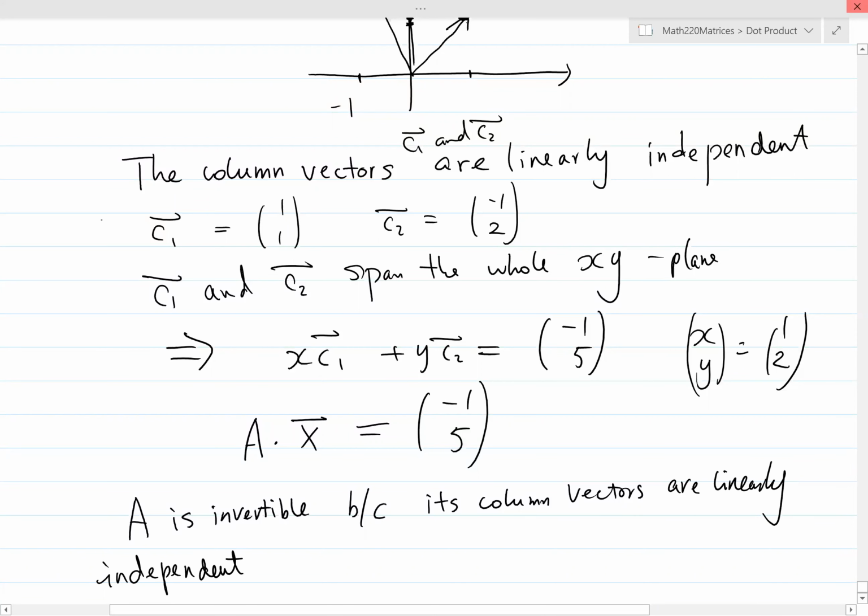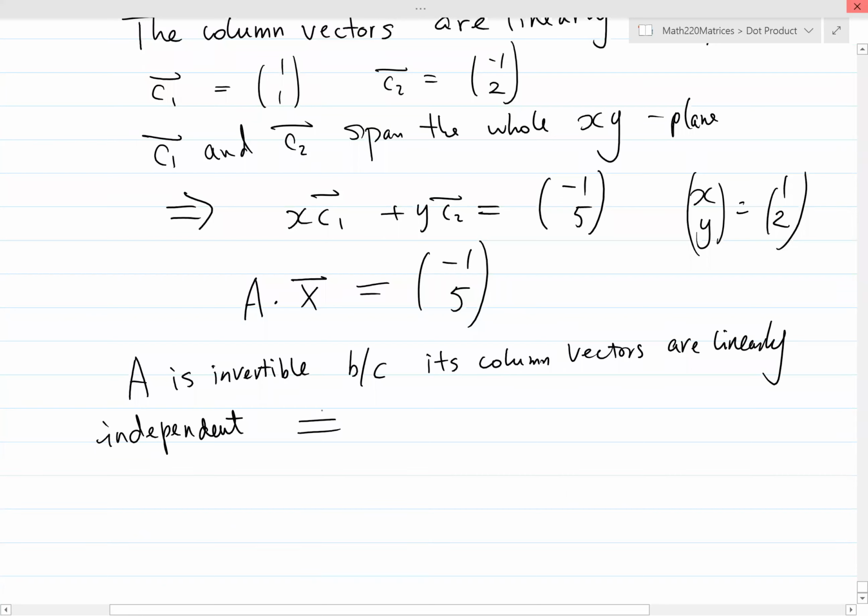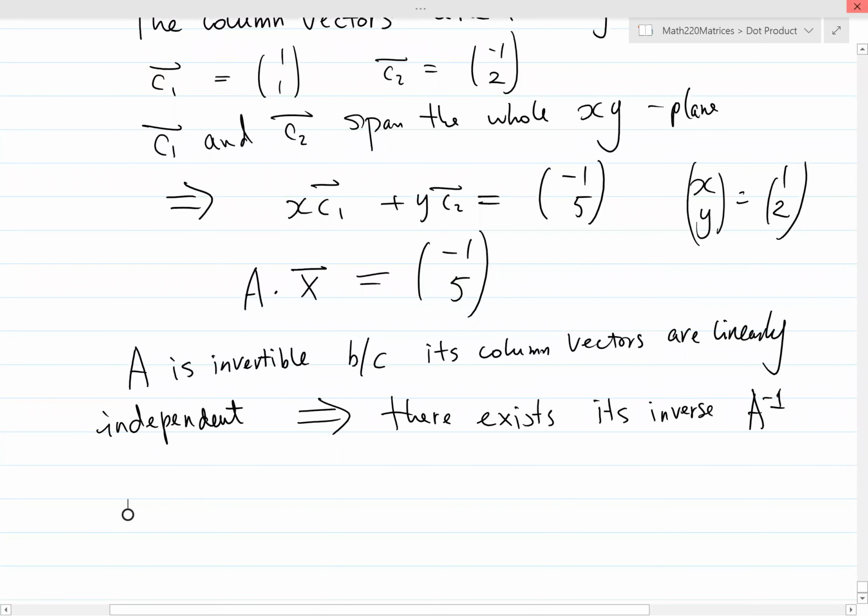So there exists some inverse, its inverse, A inverse. Okay. Sir, I have a question. Does it imply that if we find the determinant of the matrix, we could know if it's invertible or not? We don't define the determinant yet.